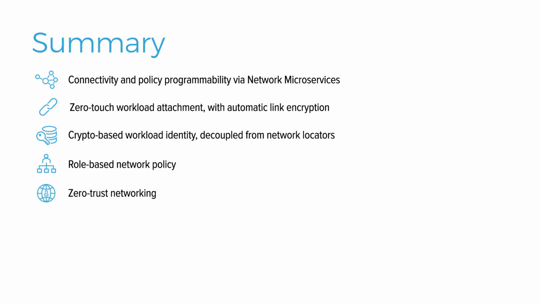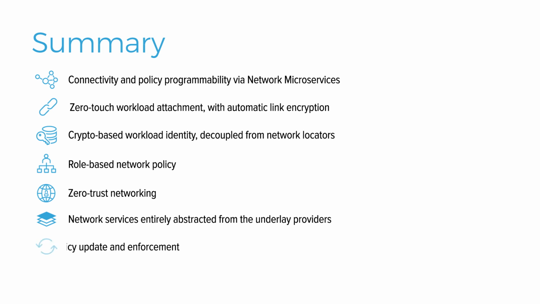It's a zero-trust network. No packets could cross the Bayware fabric until I have described connectivity and policy. I showed that network services are entirely abstracted from the underlay providers so that when I moved workloads across private and public clouds, I didn't care about cloud-specific policy or connectivity implementations. All my network services are described in contracts. And I had a near real-time policy update and enforcement when I needed to redirect my flow.